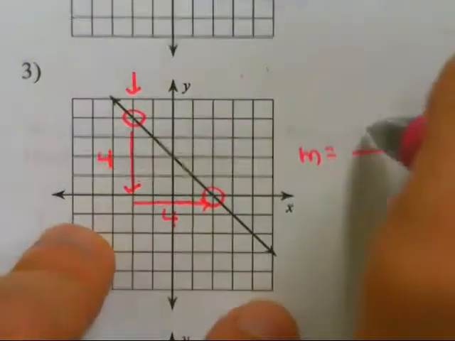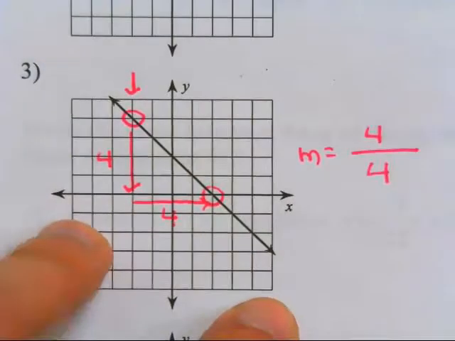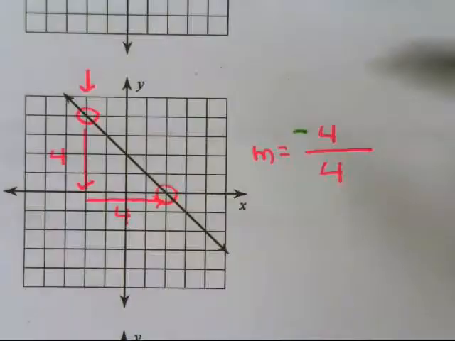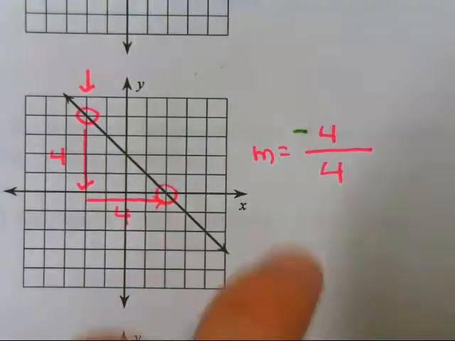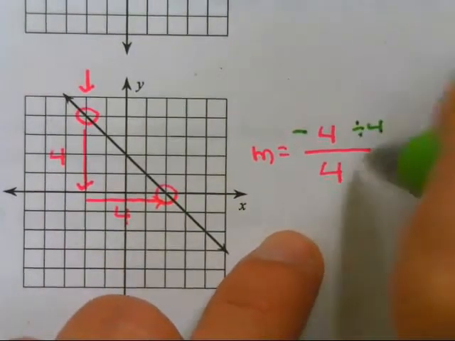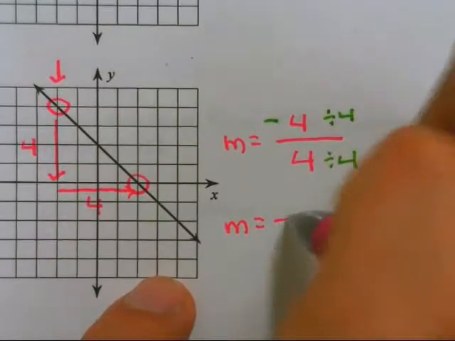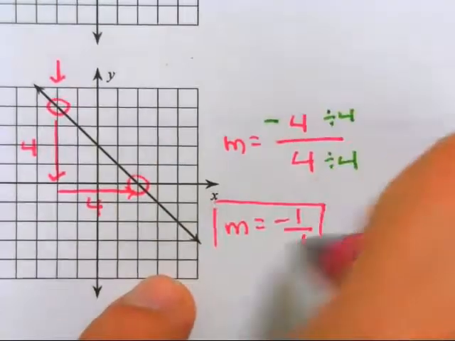Okay. What I wrote just right now, is this correct? 4 out of 4. No. Why not? There's a negative sign because we're going down. And then on top of that, it is not reduced. So let's divide top and bottom by 4. So m is negative 1 over 1. This will do for number 3.